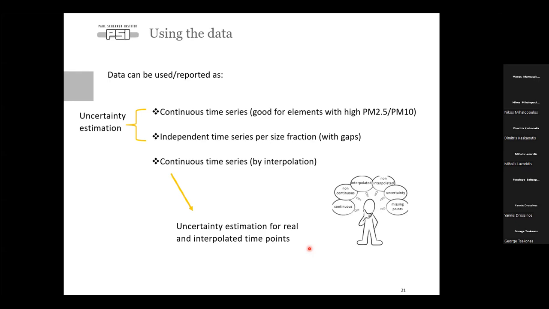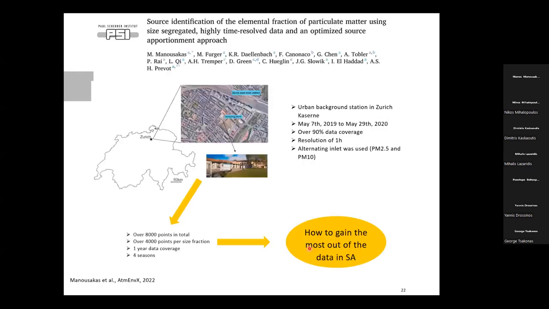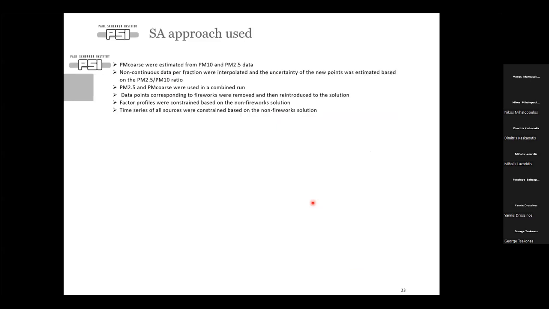Okay, so at PSI, we had a large data set of ACSM data. The results are presented in the paper shown here. We had 1 year of data for the ACSM with the changing inlet. So we had 8,000 points in total, 4,000 points per size fraction. One-year data coverage, 4 seasons, and so on. So we are practically doing some tests. First, we use the data as one single data set. Then we separate it into PM2.5 and PM10.